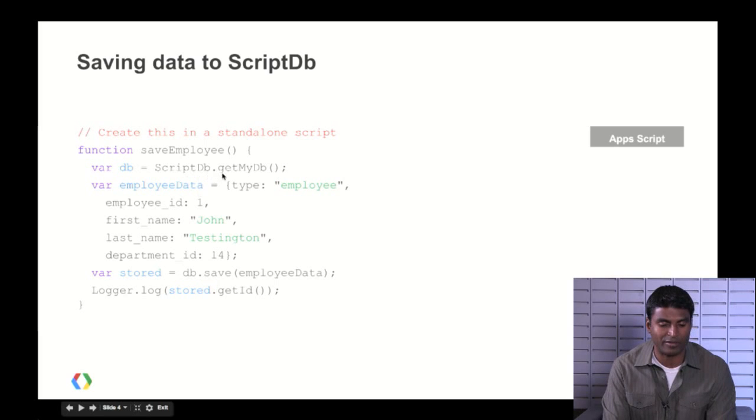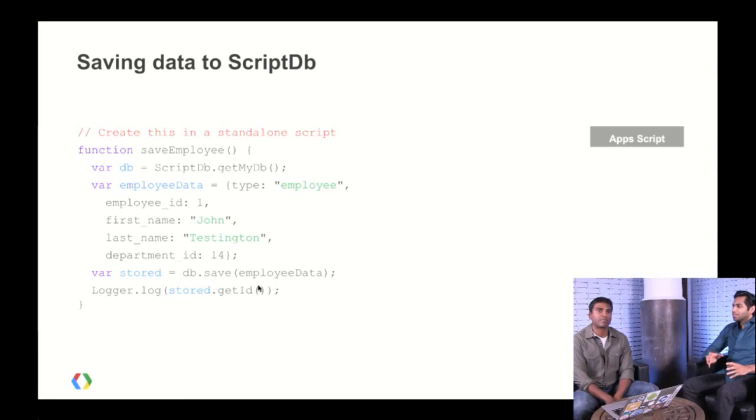So this is the reference, ScriptDb.getMyDB. You'll see that line very frequently in all ScriptDB examples. What that basically gets you is the reference for the current project's ScriptDB, and you can just say .save, and it saves the object, and then you can retrieve the ID if you care for. So just to clarify, we're not formatting or modifying the object in any way. It's just the original object that we constructed. Precisely, yeah.